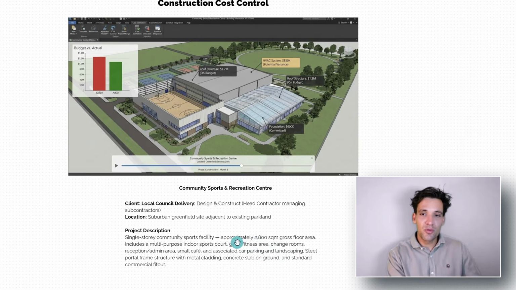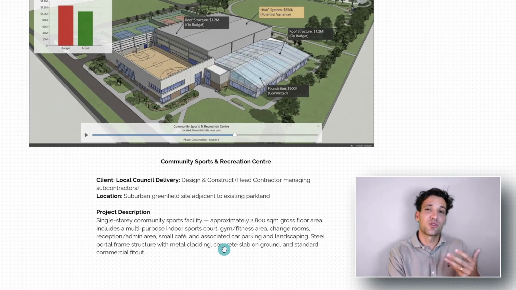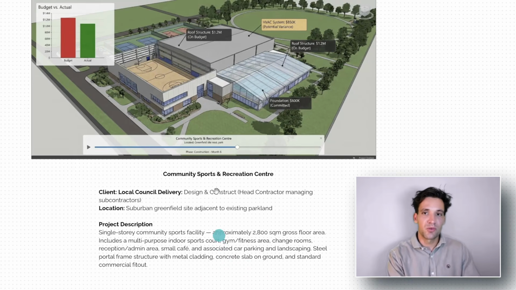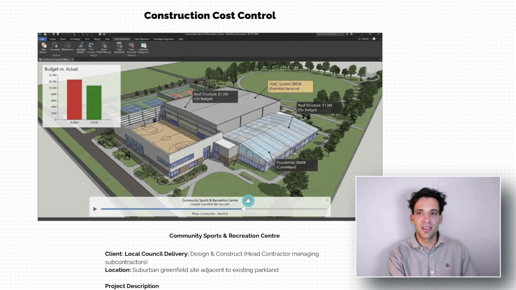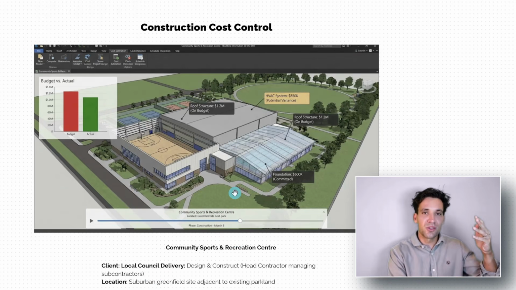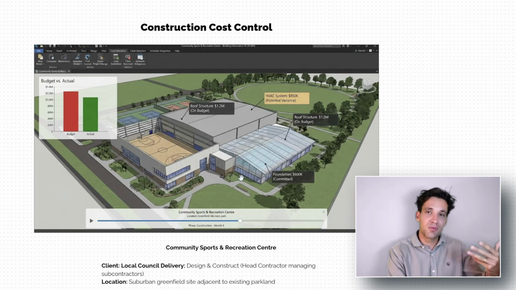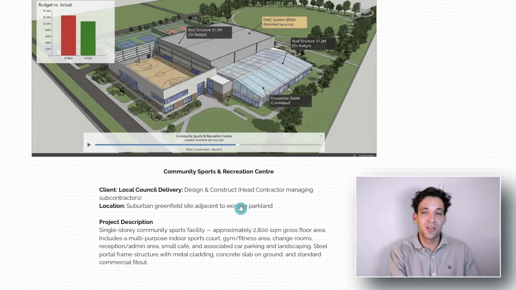It is a suburban greenfield project. It's a single-story community sports facility. It's about 2,800 square meters. And we've got multiple different trades and scopes. So we've got a purpose indoor court, we've got a gym and a fitness area, change rooms, reception, small cafe, and associated car park. It's not too technical about commercial construction. It's more just about the general workforce. So if you do renewable energy projects, if you do industrial projects, if you're managing costs predominantly through subcontracted work, the workflow is going to be very applicable and relevant.